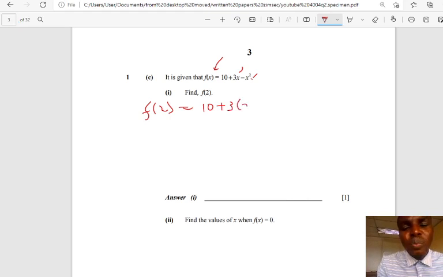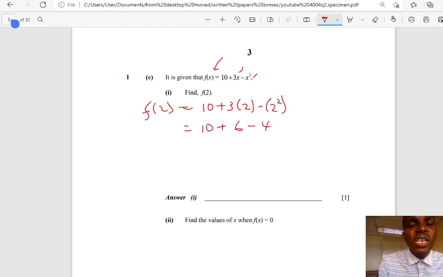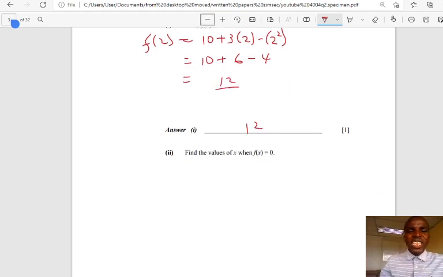Then where there's x, you put what? You put 2. Then minus 2 squared. Where there's x, you put 2, like this. Then it will be 10 plus 3 by 2 is 6, minus 2 squared is 4. Then 10 plus 6 minus 4 is actually 12. So 12 is your answer. Done. Then find the values of x when f of x is equal to 0.